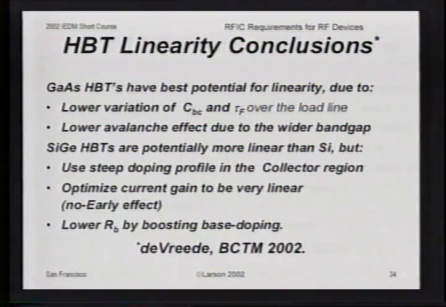You need to use a very steep doping profile in the collector region. You want to optimize the current gain to be very linear, so you want to avoid any hint of an early effect. And to as large a degree as possible, you want to lower the base resistance by boosting the base doping. And once again, this will flatten out the FT curve. All of these measures essentially flatten out the FT curve over a wide range of different regimes of current operation.